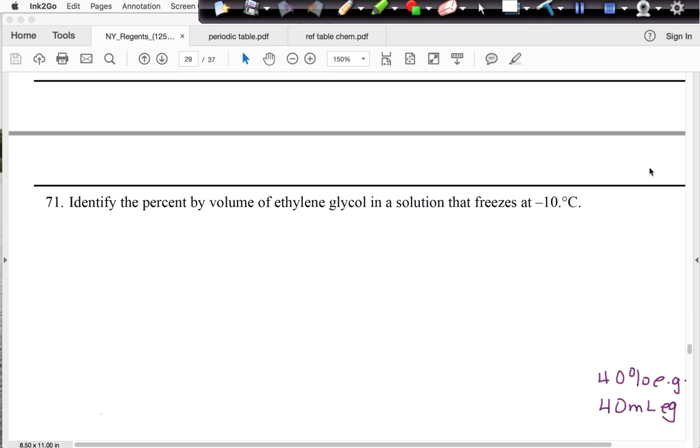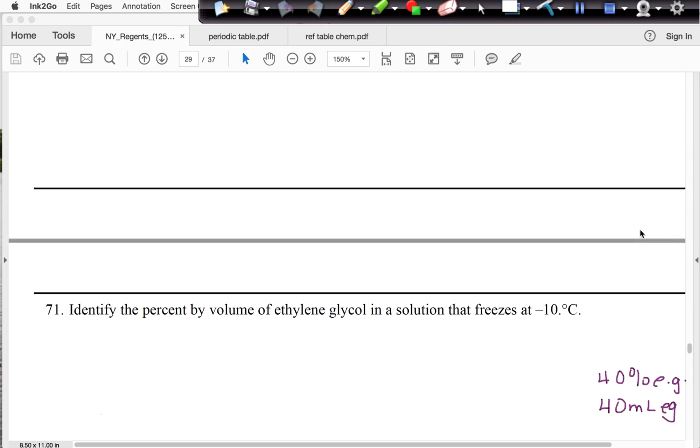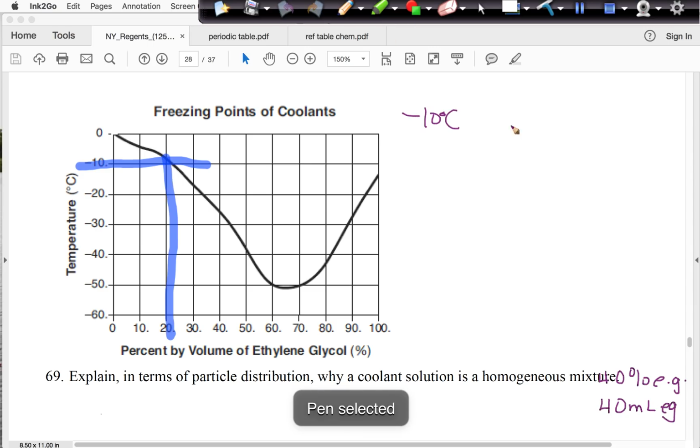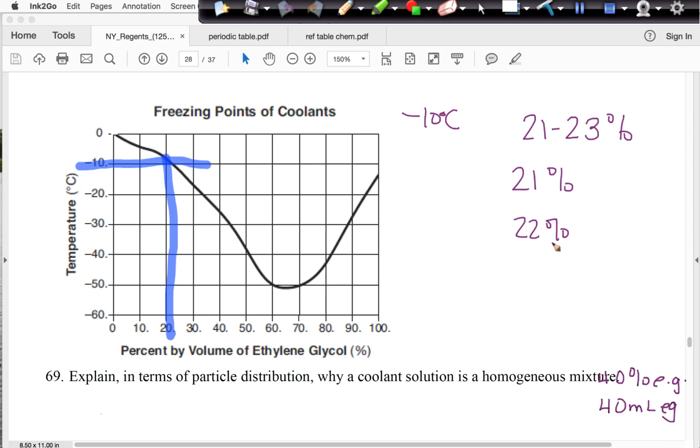For number 71, it says identify the percent by volume of ethylene glycol in a solution that freezes at -10 degrees Celsius. So for 71, we have to look back at the graph, and we want to know the one that freezes at -10. So -10 is this line right here. So that's going to come through right around here. And for -10 degrees Celsius, the answer that they're telling you is 21 to 23%. So you could have said 21%, 22%, 23%, and that's for question number 71.